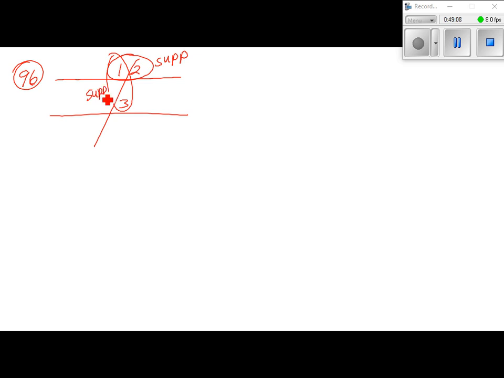That we didn't know, but 1 and 2 we could have picked out from the picture that they had to be supplementary. But we had a theorem that said if 1 is supplementary to 2 and 1 is supplementary to 3, then 2 and 3 have to be the same. They have to be congruent, and that's what we're trying to prove. So we should be able to go through and do this two-column proof using that theorem.